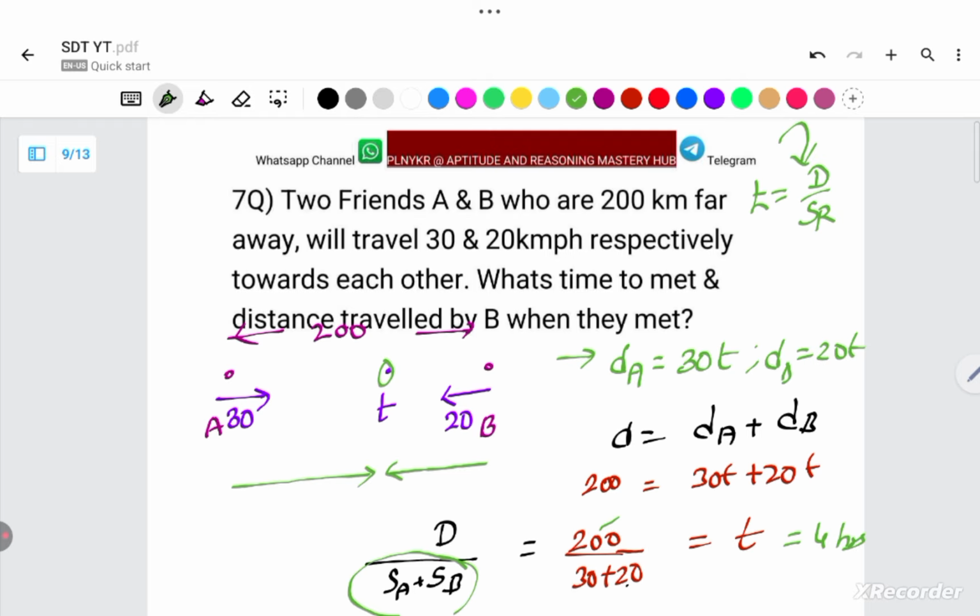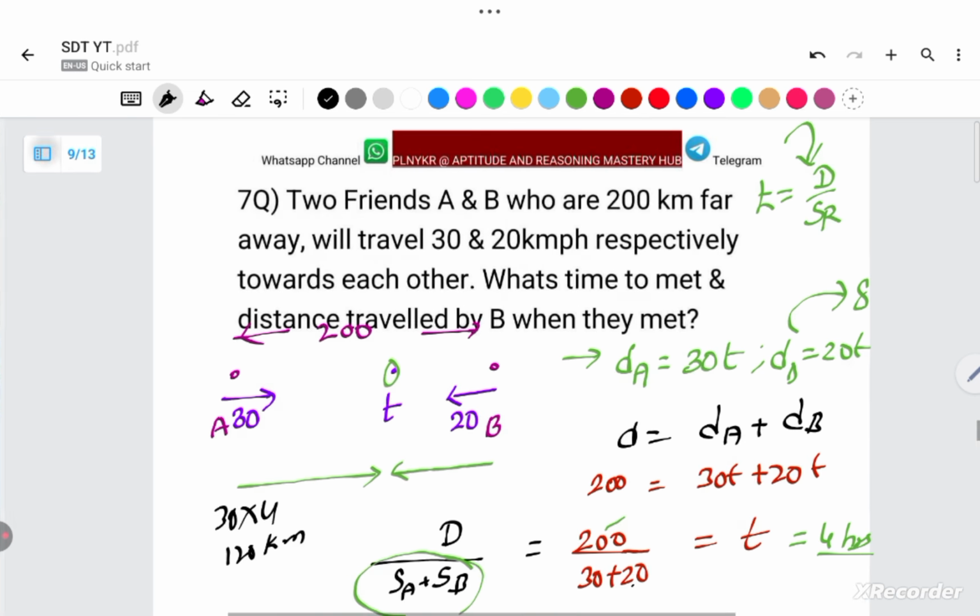The question is also asking how much distance was traveled by B when they met. So dB equals, we know, 20t. 20t, where t is 4, so that means 80 kilometers traveled by B. What about A? A will be equal to 30t, right? 30t means 30 into 4, 120 kilometers traveled by A.